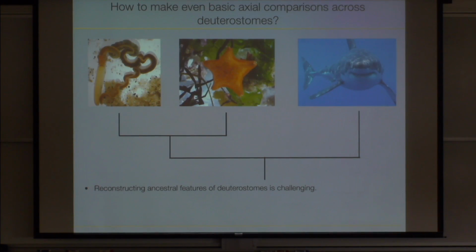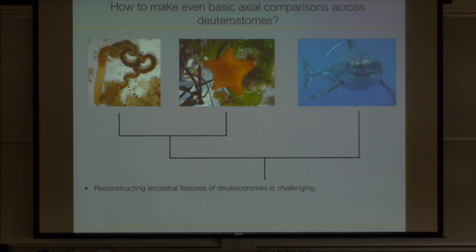So a big question in deuterostomes is, how do you even make basic comparisons across the body plans? And I think this is really, if you get only one thing out of the talk, this main point, I think, is an important one.